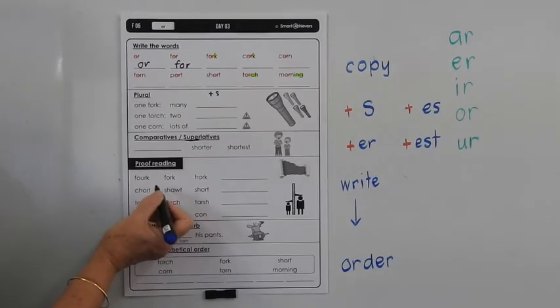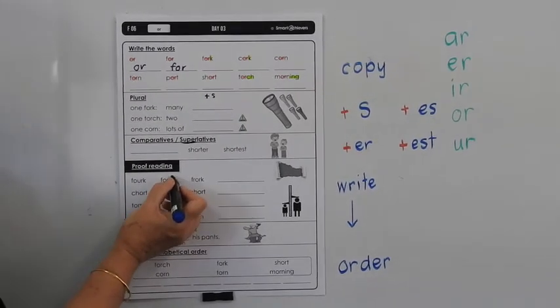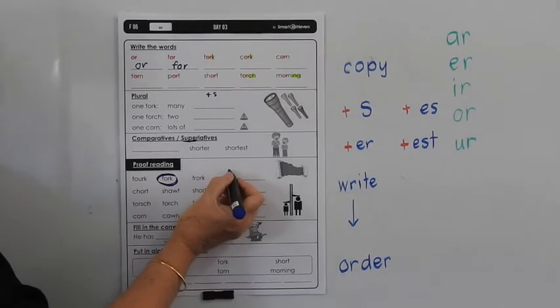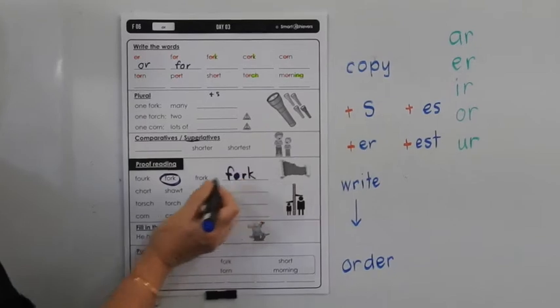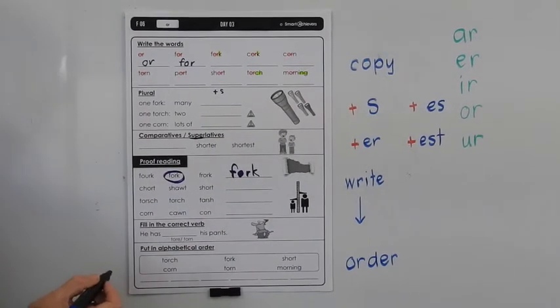Proofread means you have to find the word that's written correctly. You can circle it if you like, and then you have to write it on the line. Down, you can finish off the rest of those, they're quite easy.